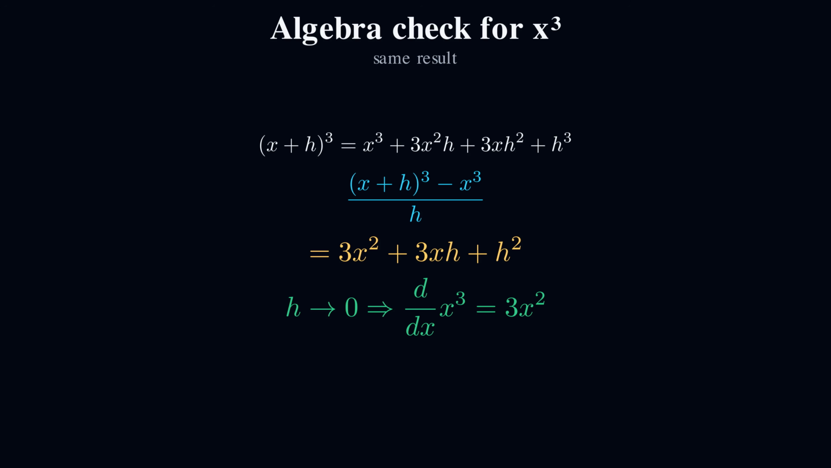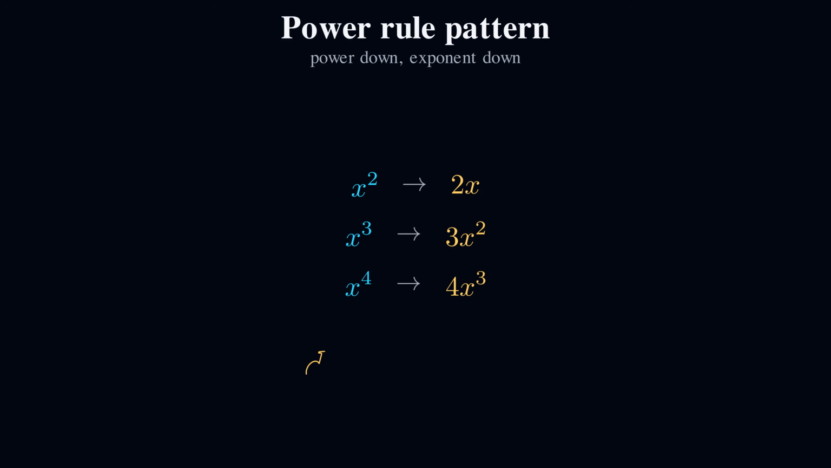Now the pattern is visible. x squared becomes 2x, x cubed becomes 3x squared. x to the fourth becomes 4x cubed. The power comes down, and the exponent decreases by 1.